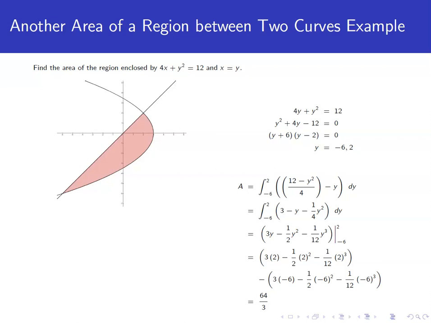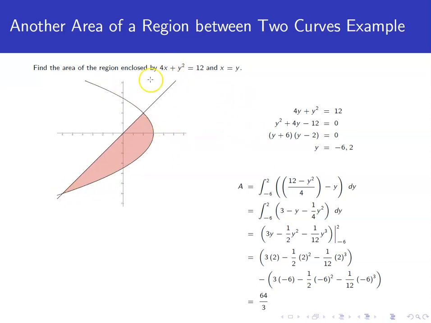In this video, we're going to look at another example of finding the area of a region in between two curves. So we're being asked to find the area of the region enclosed by 4x plus y squared equals 12 and x equals y. Notice that 4x plus y squared equals 12 is this parabola that's opening to the left here. This is not a function of x, however, it is a function of y.